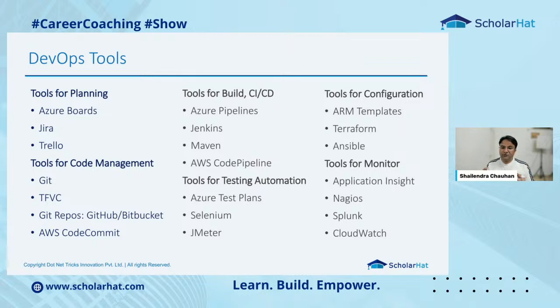Then we have the tools for configuration. When it comes to configuring things, what happens here is that the code we are going to deploy needs infrastructure configured behind the scenes as well. We have to create virtual machines, and let's say Docker and Kubernetes-based clusters as well. If you need to configure your infrastructure, you can go ahead with ARM templates, Terraform, or Ansible. Of course, you have to use only one here also. These options are available as tools for configuring your infrastructure.